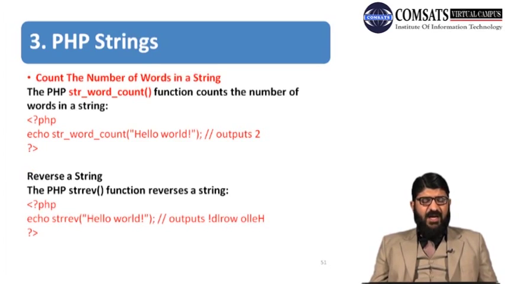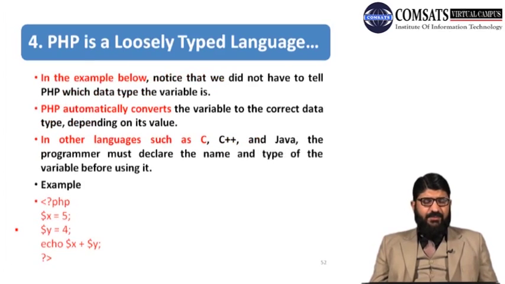And then we have mentioned reverse string. The PHP strrev, string reverse function basically reverses the string. So here it is written example, the PHP start tag is given, and then echo strrev string reverse is mentioned, and then the first value is given, that is hello world. So it will reverse the output, that will be world hello.